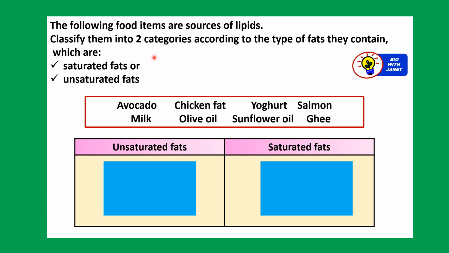Now let's look at this question. This could be related to energy value. Okay, so the following food items are sources of lipids. All these are sources of lipids. Classify them into 2 categories according to the type of fats that they contain, which are either saturated fats or unsaturated fats. Okay, so the table is constructed for you, and you have to fill in the blanks here with the right type of fats.